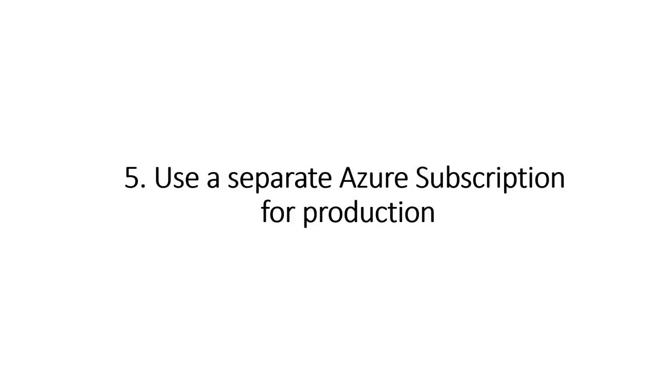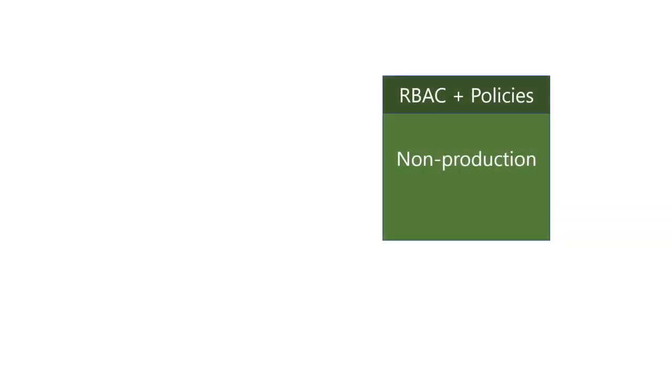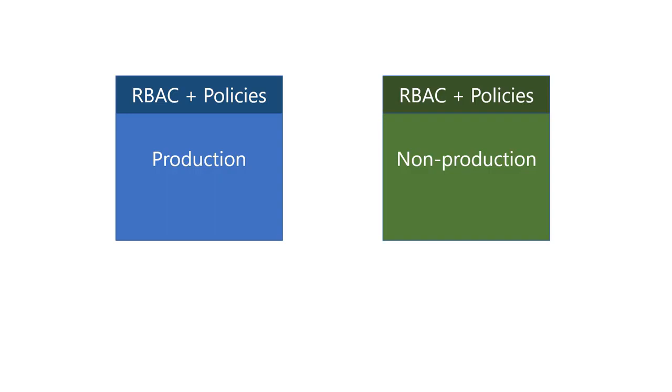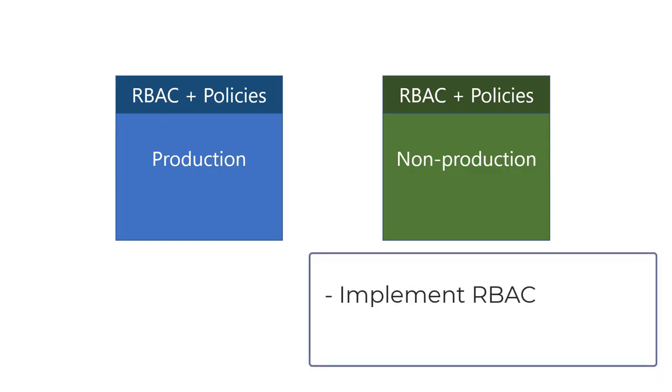Next is use a separate Azure subscription for production. For production environments, the best practice is to create a separate Azure subscription. This helps you to keep your production data and other assets out of your dev test environments. And you can also easily apply 2 different sets of policies across the resources in the 2 subscriptions. Also, you should use role-based access control, or RBAC, to control which people have access to which resources. You can apply RBAC to all Azure resources, including resource groups and subscriptions. The best practices to remember are implement role-based access control and use a separate Azure subscription for production.